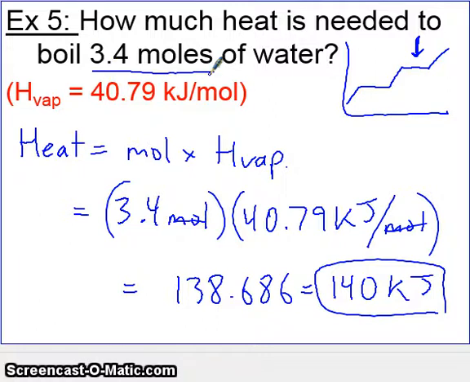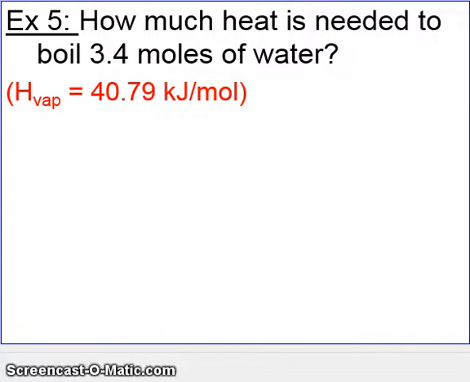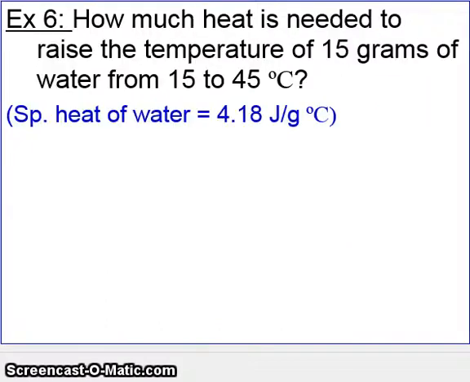Now the water is already at the boiling point. All we're doing is we're boiling it. And this is how we do it. We first find the equation that applies to it and then plug the numbers in. So not too bad. Let's go ahead and try the second problem. The second problem says how much heat is needed to raise the temperature of 15 grams of water from 15 degrees to 45 degrees Celsius.